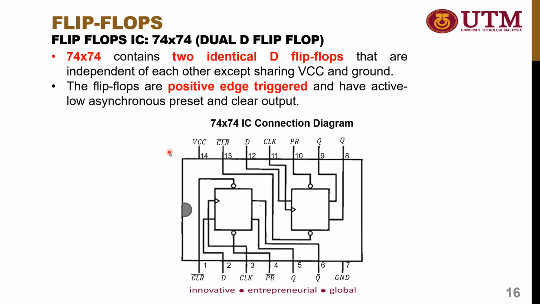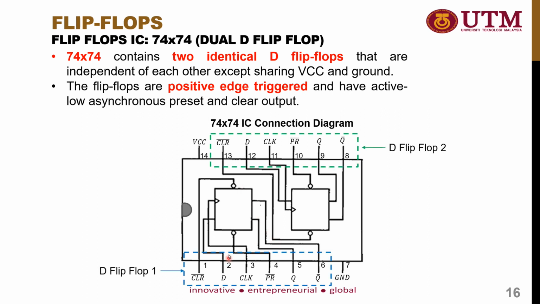So you see here, this is the IC connection diagram. For this IC, we have two connections of the input, which are VCC and also the GND, which is the power supply. And then it has a total of two flip-flops. So this is the first D flip-flop and this is the second D flip-flop.